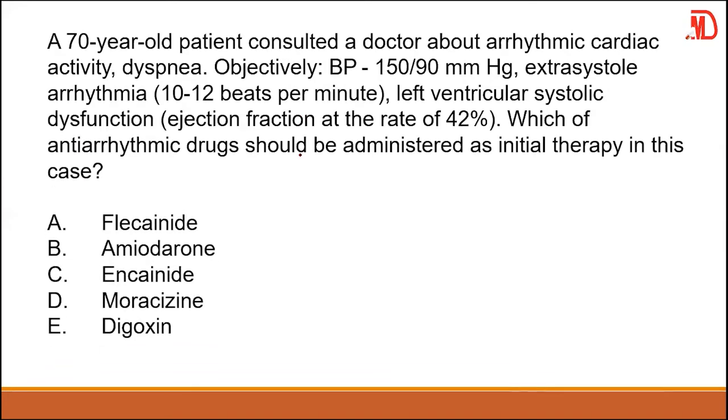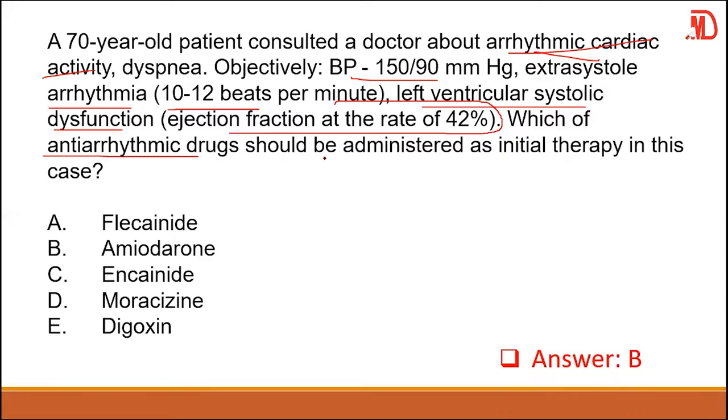A 70-year-old patient consulted a doctor about arrhythmic cardiac activity. Anytime I hear of arrhythmic, the person that comes to my mind is Uche, and there's dyspnea. Objectively, BP is 150/90, extrasystole, arrhythmia 10 to 12 beats per minute, left ventricular systolic dysfunction, ejection fraction rate is 42. Which of the following anti-arrhythmic drugs should be given? And of course, we've talked about this like a dozen times. So over here, we are looking at what? Amiodarone. Exactly. Amiodarone. So your answer here is B.